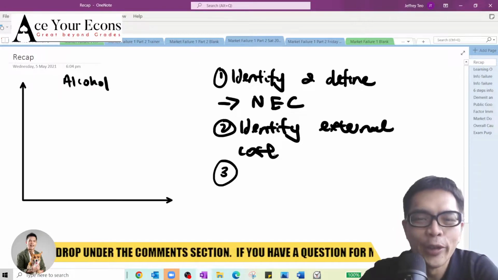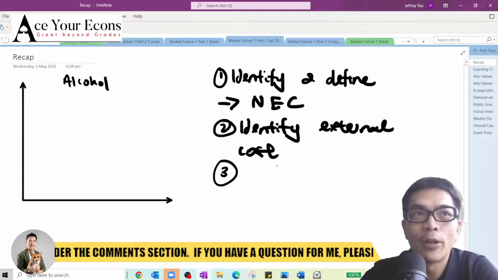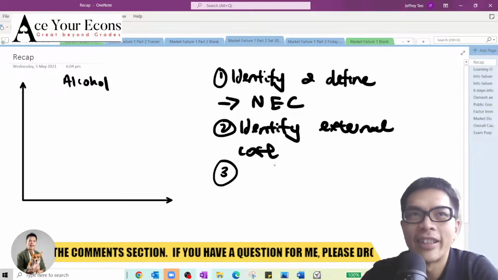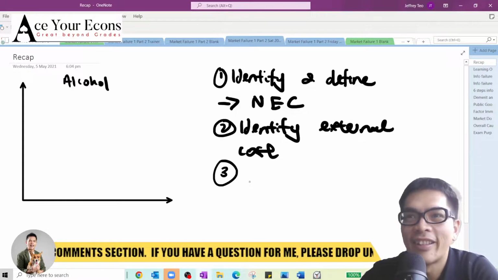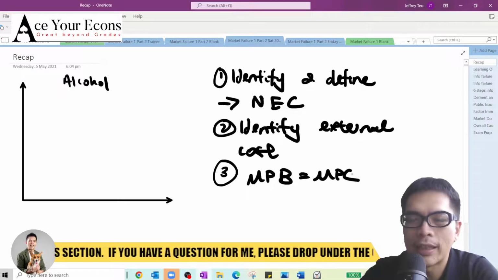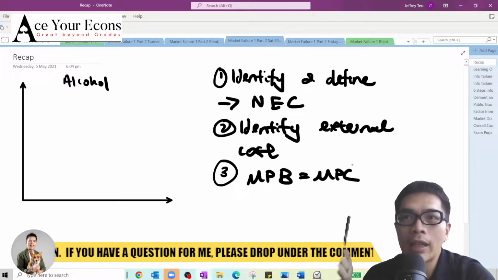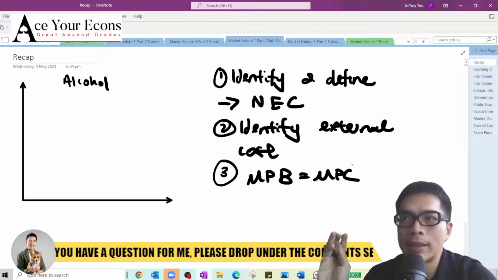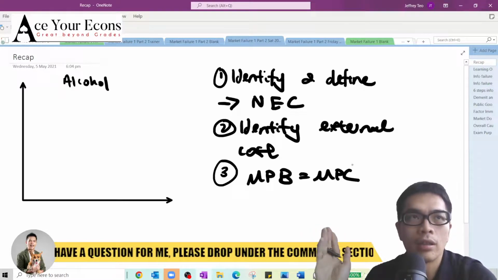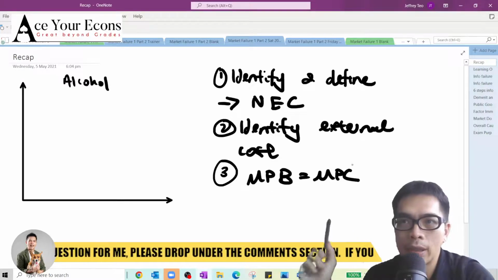We need to illustrate the golden equation that we have learned. The golden expression. MPB equals MPC. Exactly. So we have to explain how a rational consumer decides how much to drink. They will consume up to the point where MPB equals MPC.